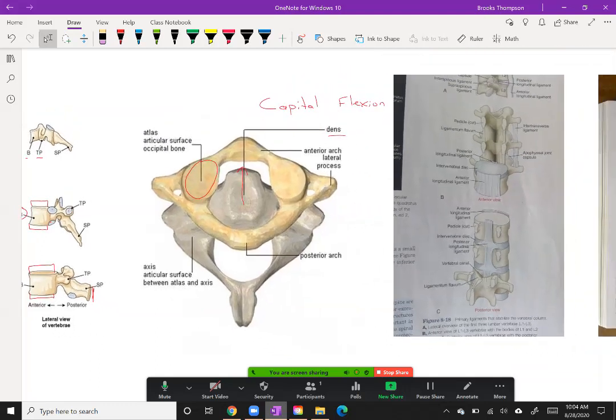So that atlantoaxial joint, I guess that's not written on there, is it? Atlantoaxial is C1 and C2. That's where we get our rotation.